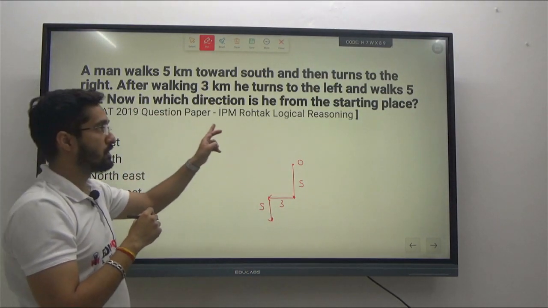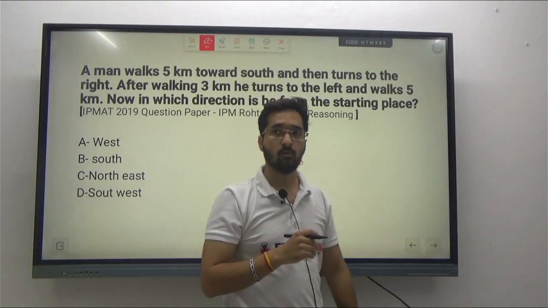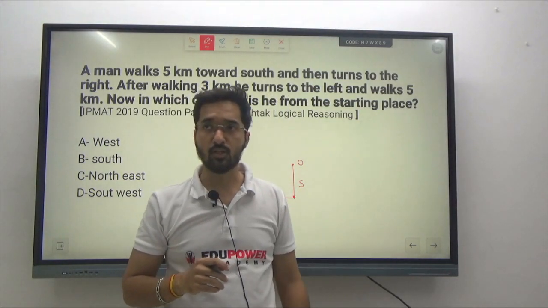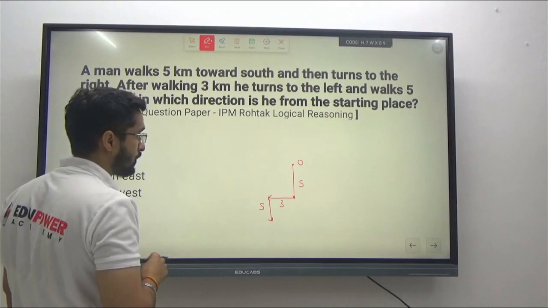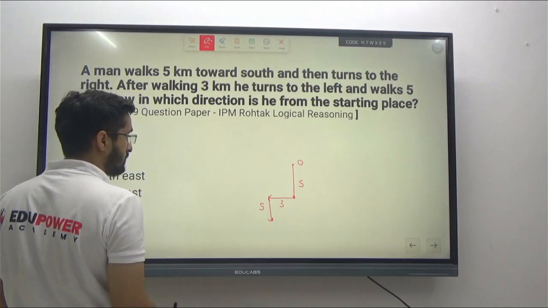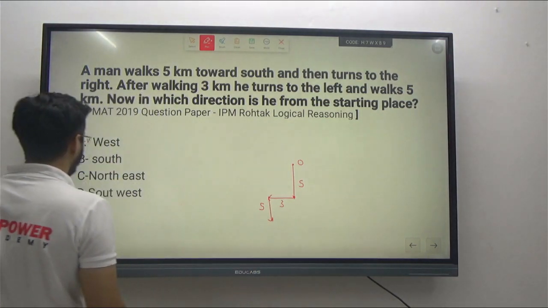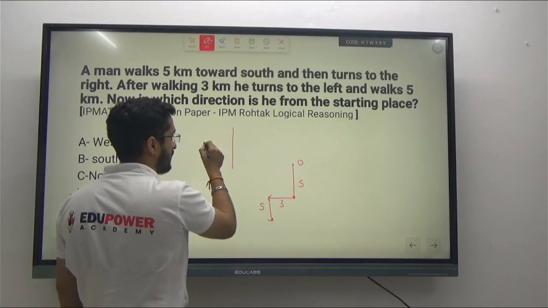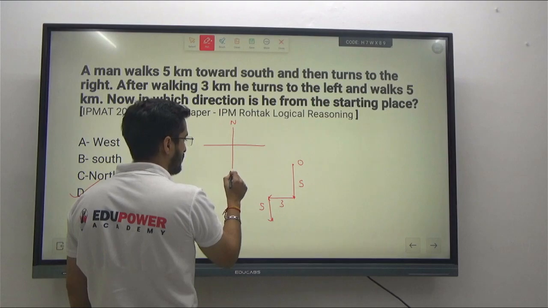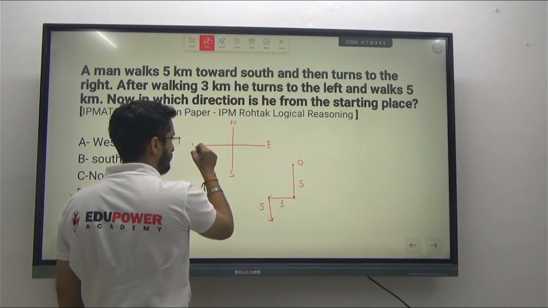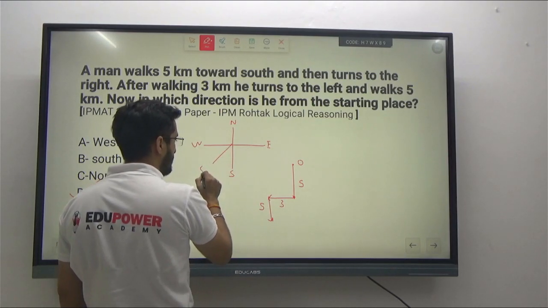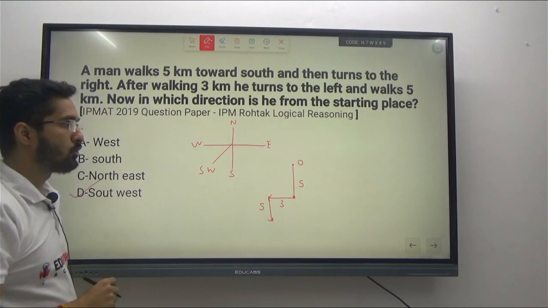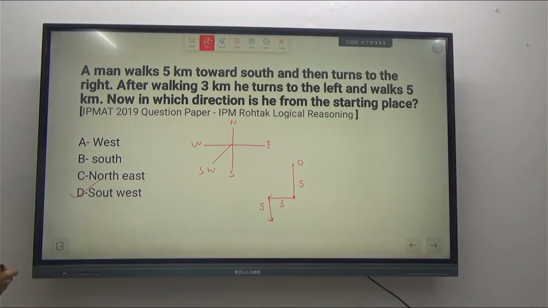Now in which direction is he from the starting place? Which direction is he from the starting point? So we can easily say that this will be the southwest direction. If you draw the basic diagram of the directions north, south, east, west, this will be your southwest direction.